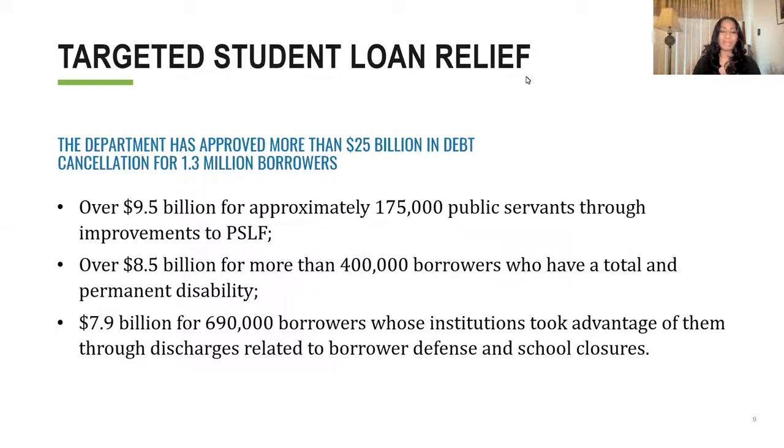We recently announced earlier this week additional debt relief provided to former students of ITT. So I haven't updated this slide yet, but bear with me. We're at over $30 billion, I think 1.6 million borrowers. And that includes over $9.5 billion in approved forgiveness for 175,000 public servants through improvements to PSLF that we're going to talk about today.